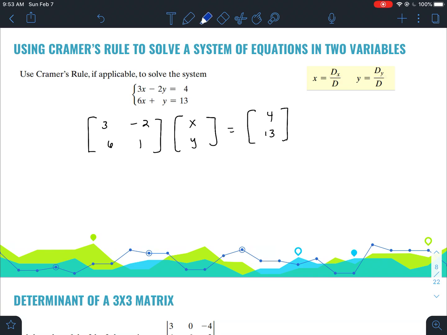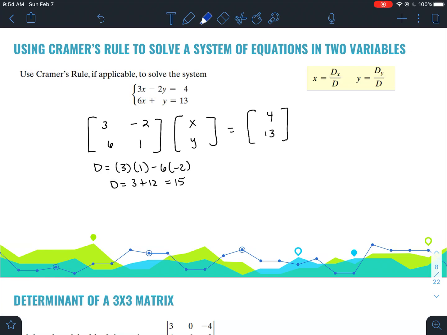So what you're going to do is take the determinant of the coefficient matrix. So I'll take the determinant of this matrix. The determinant is going to be 3 times 1 minus 6 times negative 2. So it'll be 3 plus 12. So the determinant of this matrix is 15.